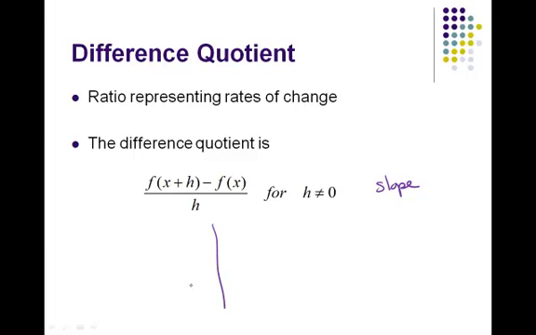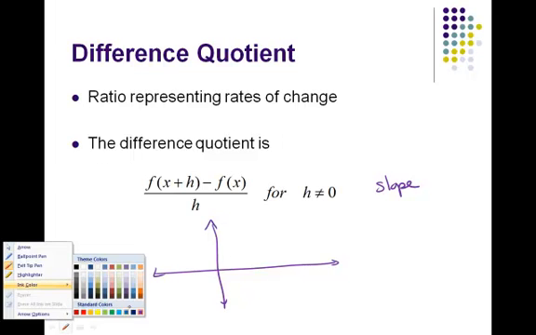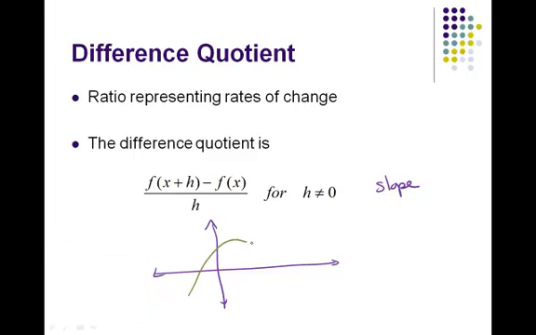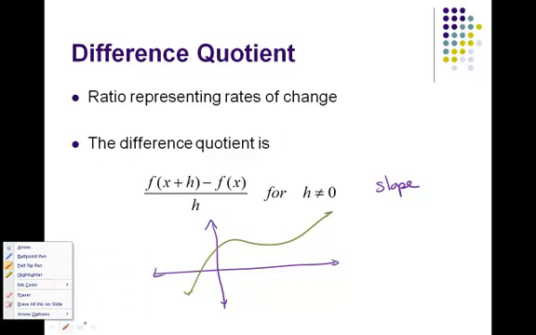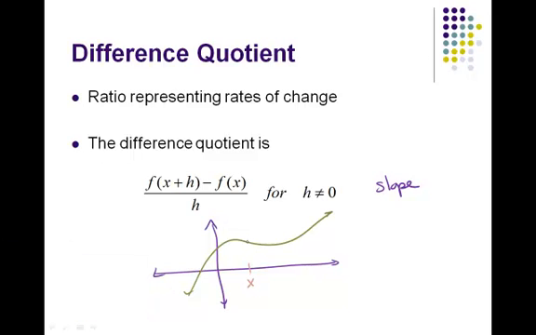Let me give you an example. So if I have a function and I draw a graph, change color here, mix it up a little bit, and I want to find the difference quotient, I can look at 2 points on the graph. X, which in this case would be here, and then I'm going to pick another point, x plus h. As long as h isn't 0, which would mean I'd be taking a slope from a point to itself, I can find the difference quotient. And it really is just the slope.